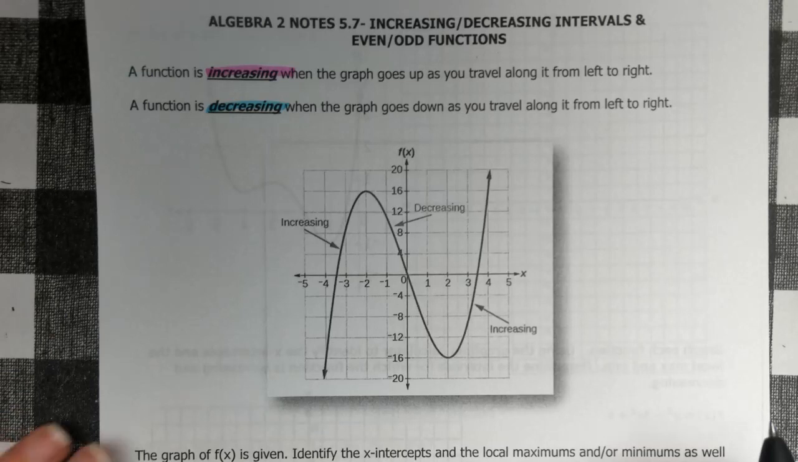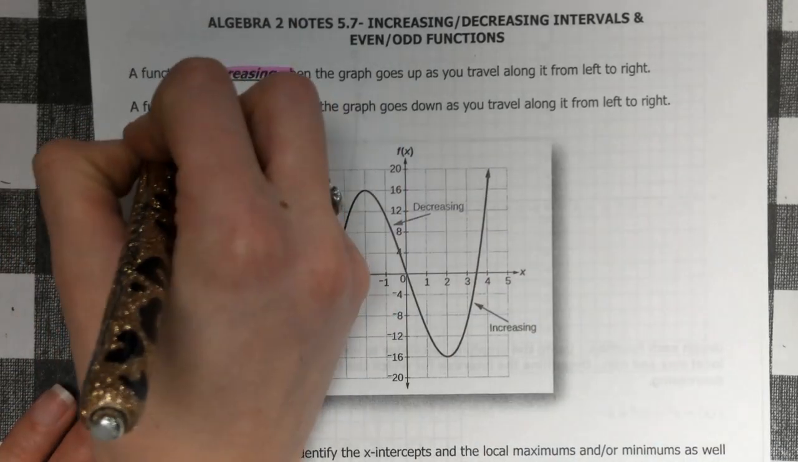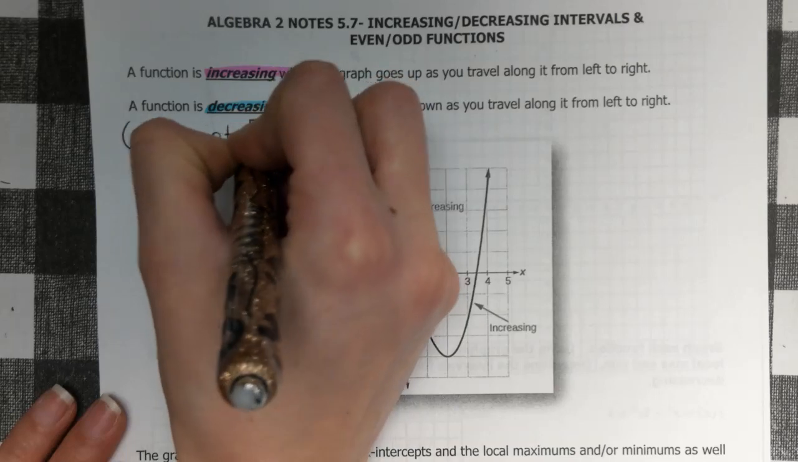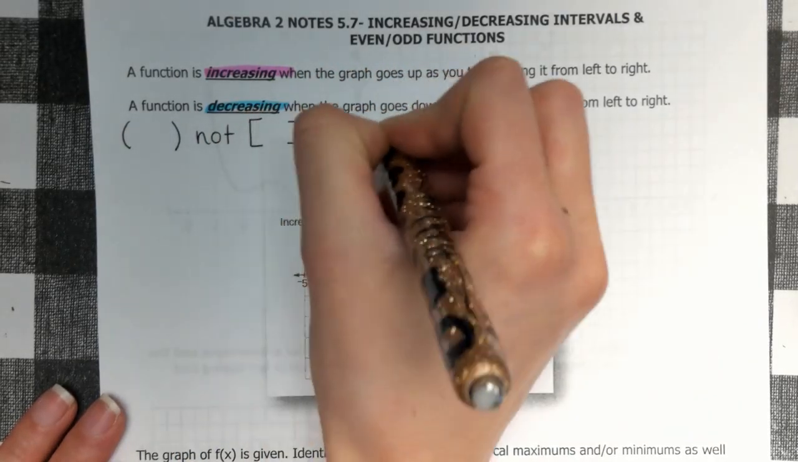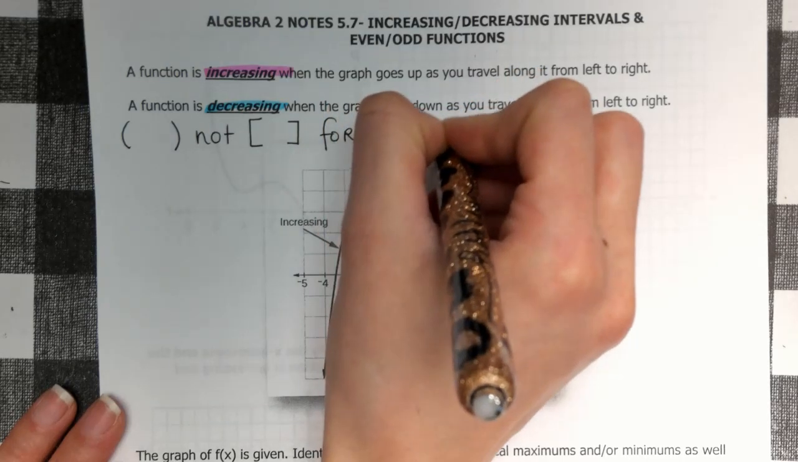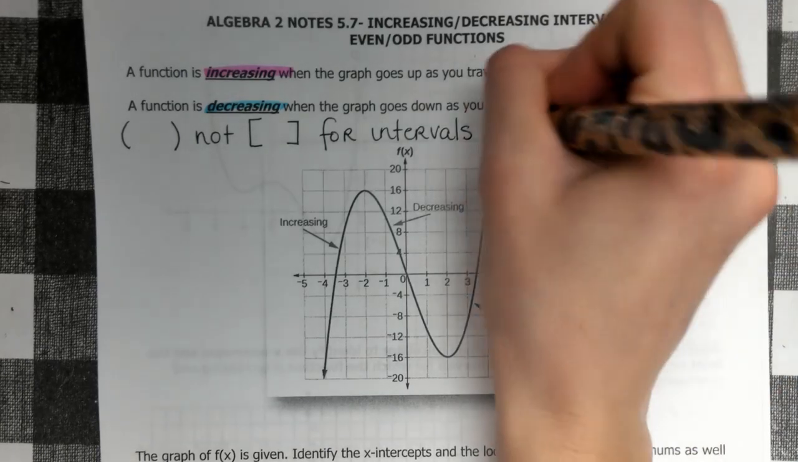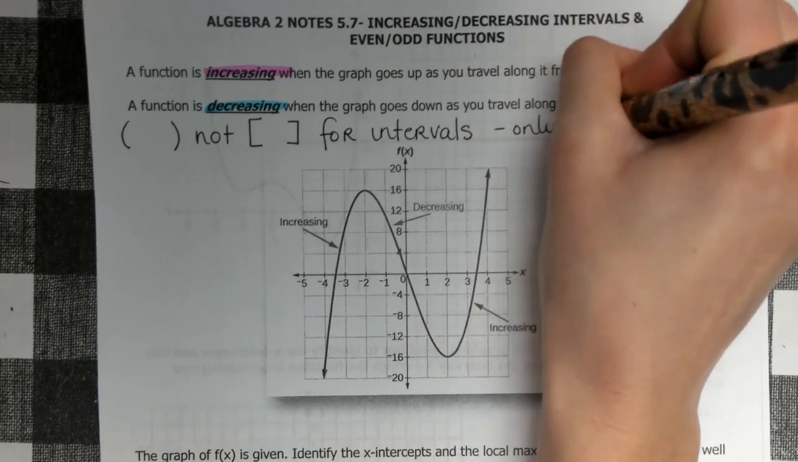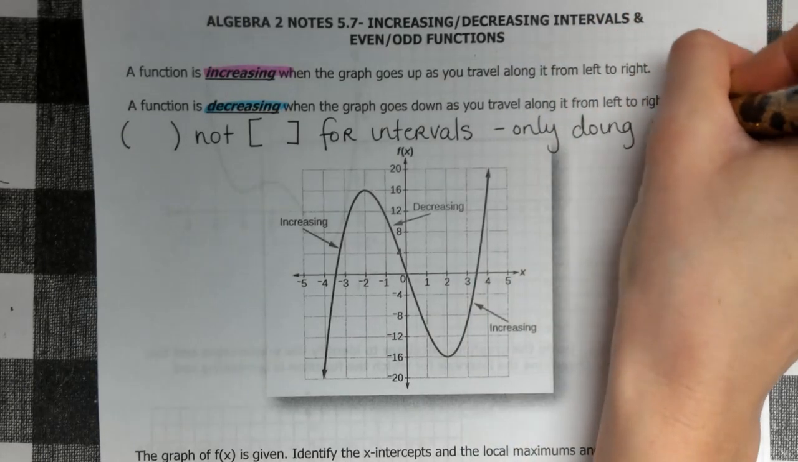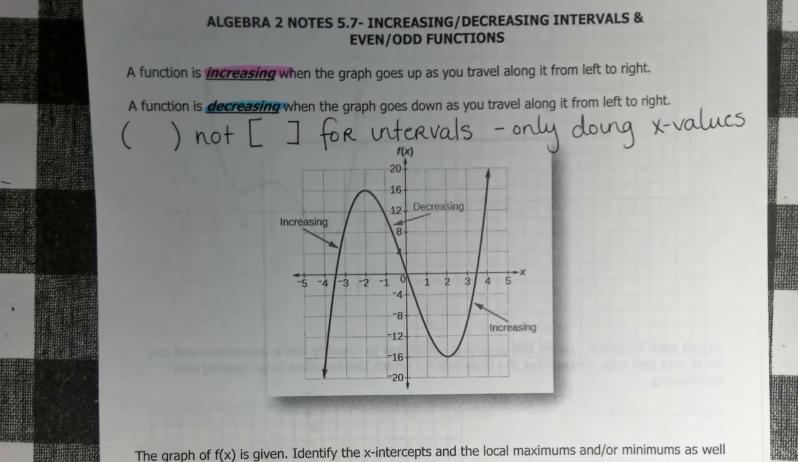So what we're going to be doing is intervals. So we're going to use parentheses, not brackets, for our intervals. I know that we use brackets when we do domain and range, but we're not going to do that. We're just going to do parentheses, okay? And you are only doing x values. So it's confusing to some because you're looking at where the graph goes up, but you're telling me the x values for which your graph goes up, okay?